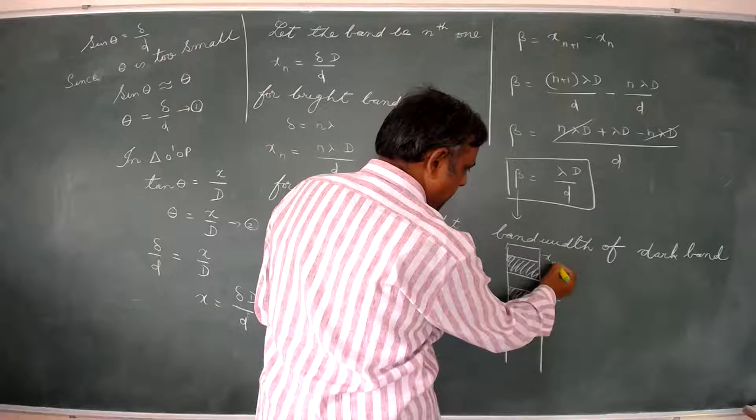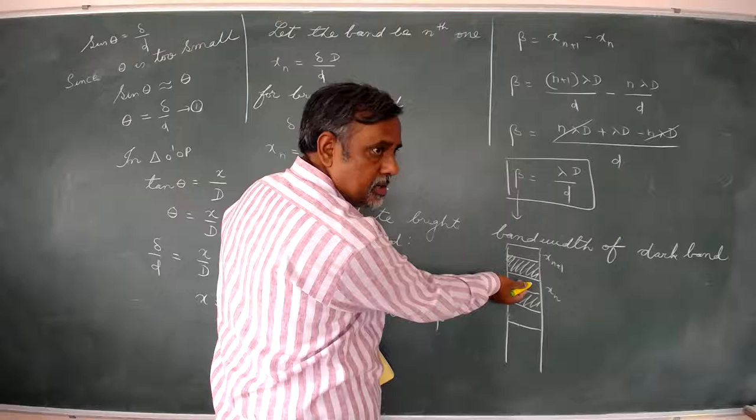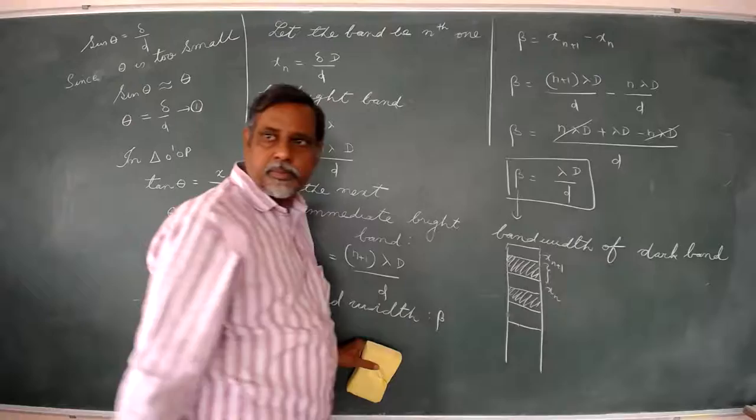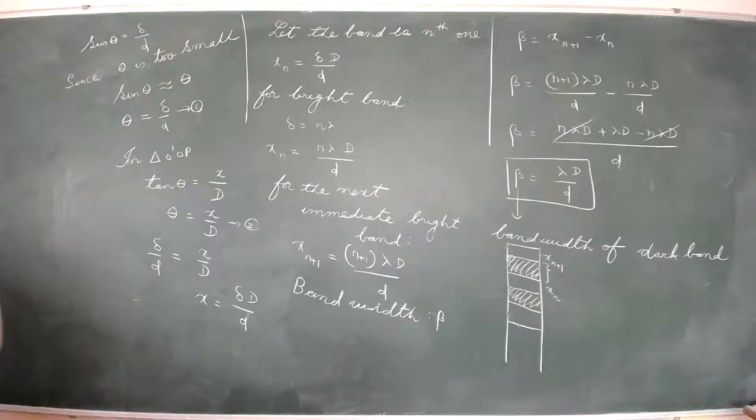Xn plus 1 minus Xn, you are subtracting. Then what will you get? Understood? You will get the bandwidth of that. If you take the difference of two consecutive bright bands, that gives you the width of the dark band.